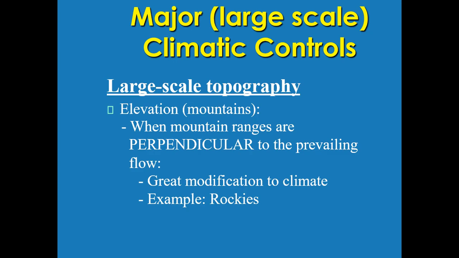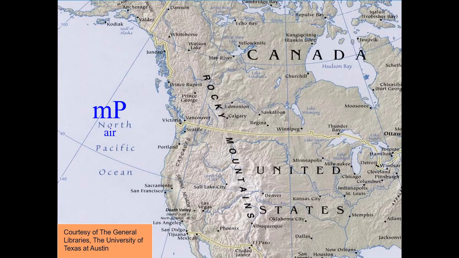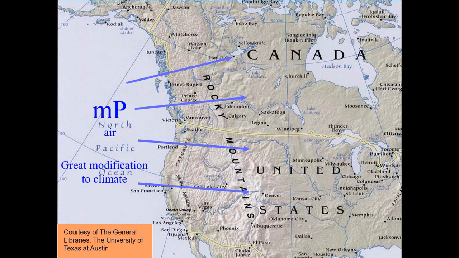Now let's take a look at the Rocky Mountains of the United States, on the other hand. We still get a maritime polar air mass coming in off the North Pacific Ocean. But unlike the Alps, the Rocky Mountains are oriented north to south. So here were the Alps, and here are the Rocky Mountains. You notice the wind generally blows from west to east in the middle latitudes, between 30 and 60 degrees north, and you get more of a modification.